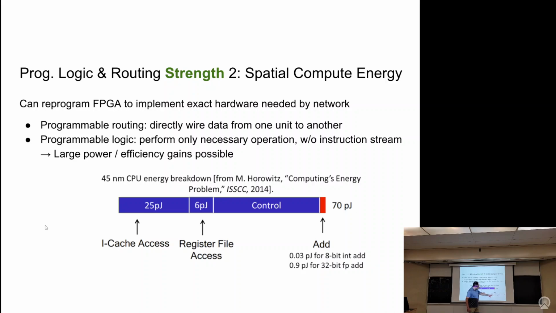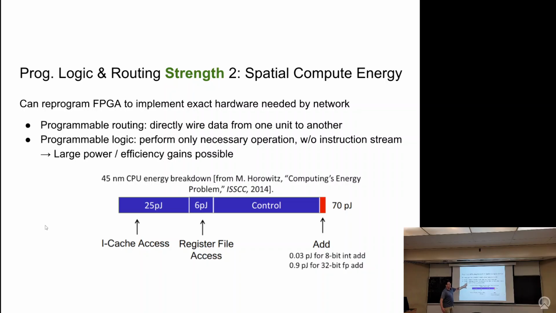And so that totals up to 70 picojoules. And actually doing the addition that the instruction specified, for a 32-bit floating point add, was 0.9 picojoules. So about 1% of the energy went to actually doing the computation. Everything else was moving the data and figuring out what the instruction meant. And if you were doing an 8-bit addition, which you could do in machine learning most of the time, it's 0.03 picojoules. So that's now more than 3 orders of magnitude more energy than the actual computation. So this is kind of the problem that everybody's trying to solve. The compute is actually a small fraction of the energy we're burning.